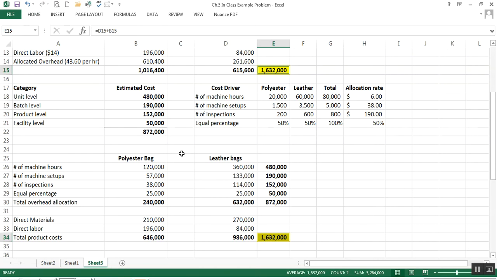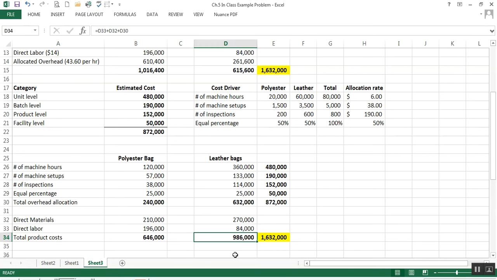But what do you notice about the allocations? Under the traditional method, the polyester bags cost us $1,016,400. Under the ABC method, they cost us $646,000. And the leather bags cost us $986,000.